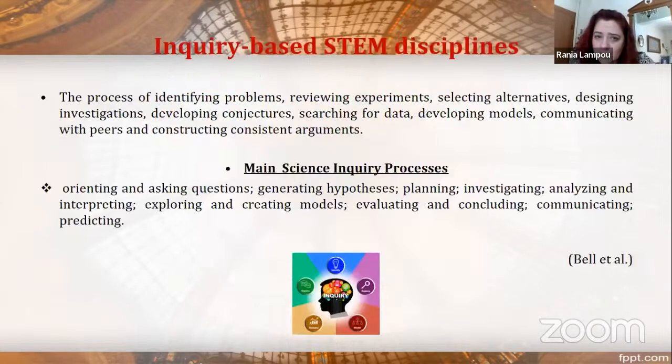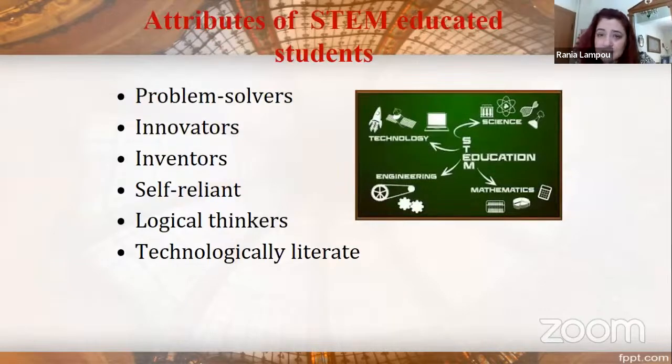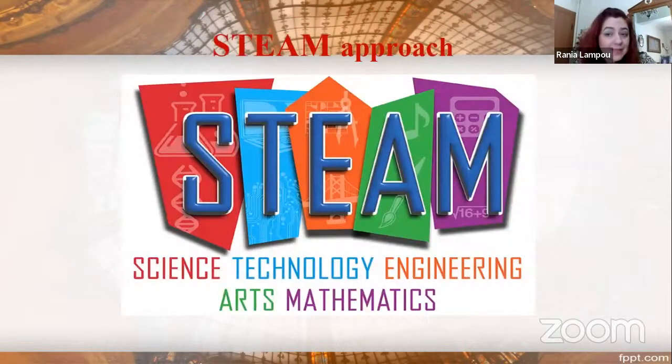We talk about inquiry, challenge-based learning, and problem-based learning, and what are the characteristics of STEM-educated students? They are problem solvers, innovators, inventors, self-reliant, logical thinkers. And if we add the A in STEM, we have STEAM. Why? Because we need to emphasize the role of arts alongside technical skills. And so we talk about blended learning. We need technical skills, but at the same time, artistic skills.